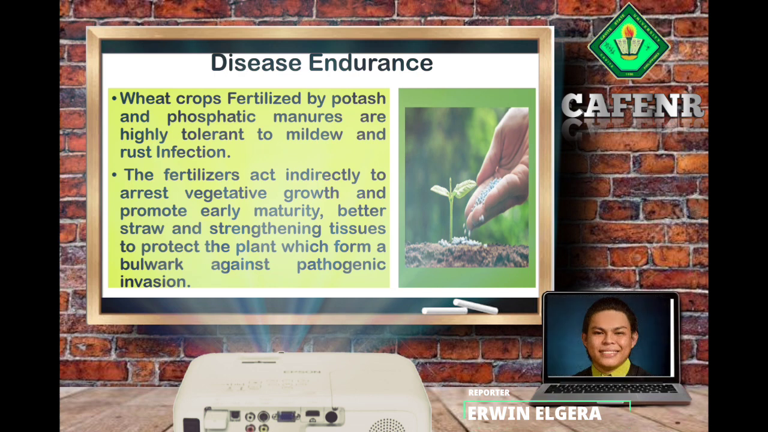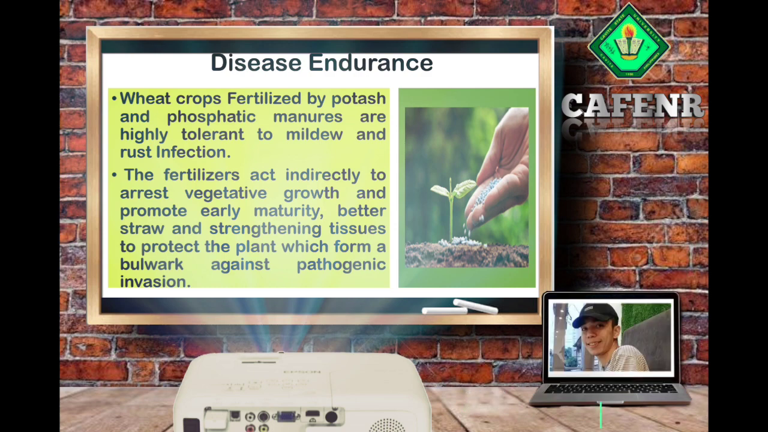The fertilizer acts indirectly to arrest vegetative growth and promote early maturity, better straw, and strengthening tissues to protect the plant, which form a bulwark against pathogenic invasion: disease endurance.